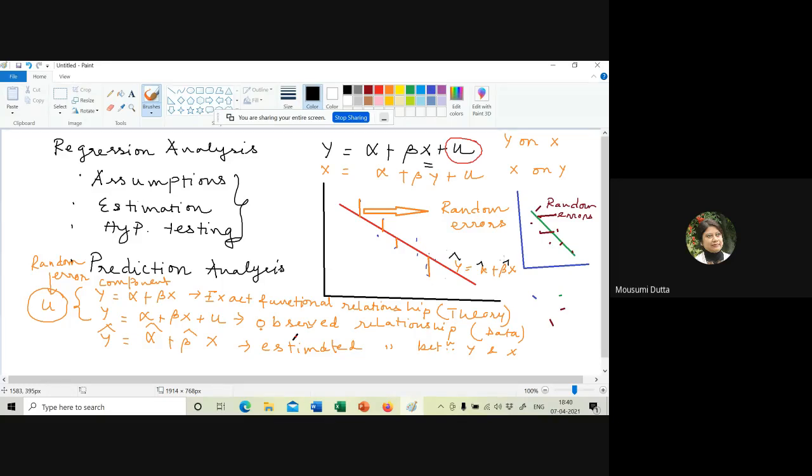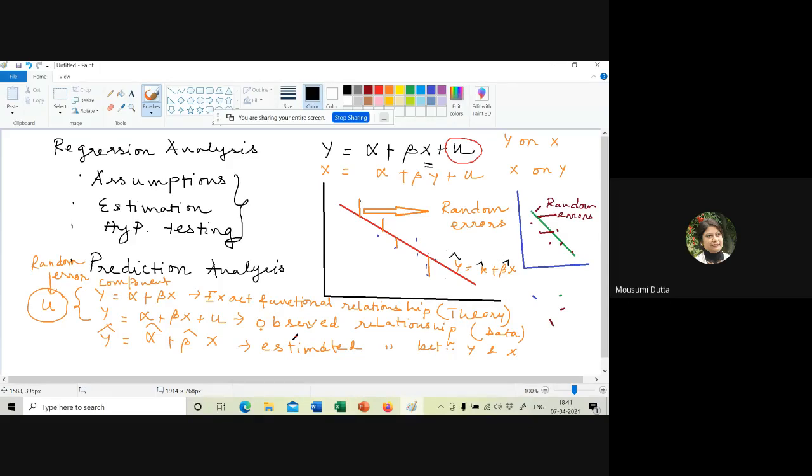So actually it will be y hat equal to alpha hat plus beta hat x, because y equals alpha plus beta x is a theoretical framework. It is not observed. It is unobserved, simply the theoretical model, isn't it? So on the basis of the data, if I can find out something, if I can plot something, that will be the estimated one.